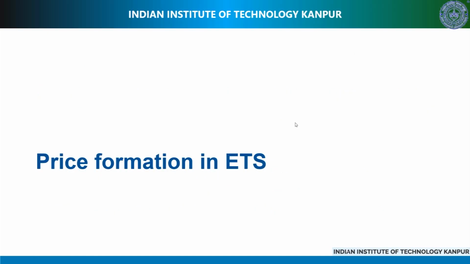In this video, we'll discuss price formation in UETS. This includes supply-demand balancing and its impact on volatility. In practice, various factors affect the demand and supply of emission allowances in an ETS and thus determine allowance prices and how they evolve over time.